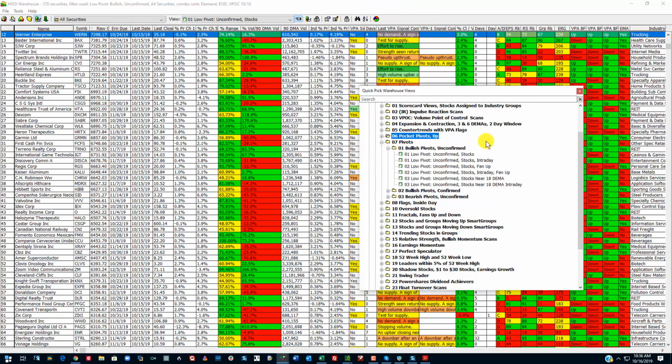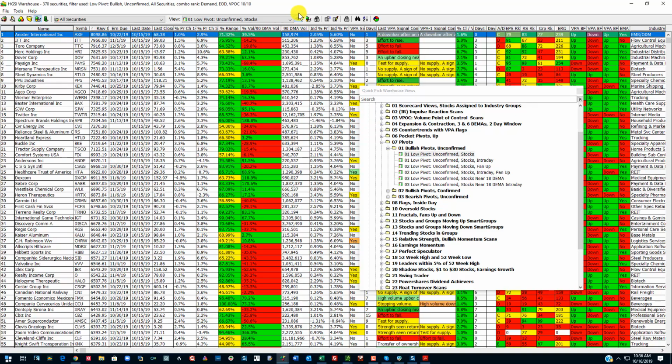Okay, let's take a look at this. Bullish pivots unconfirmed. What are bullish pivots unconfirmed? Well, they are low pivots based upon this filter I was able to put together. And I'll go up to the top of the list. This is the end of day. There are 370. By the way, the best fit stocks, or the stocks that best fit the combo rankings, are always near the top of the list, so I pay attention to those. I rarely go down to the bottom. There's no need to.